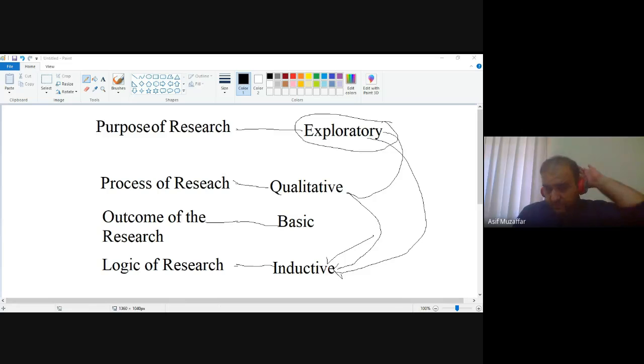You must keep that in mind. This flowchart is very important. It will clear your concept. That means if I have exploratory research, my logic of research will always be inductive. If I have explanatory research like descriptive or analytical, then the logic of my research will always be deductive.